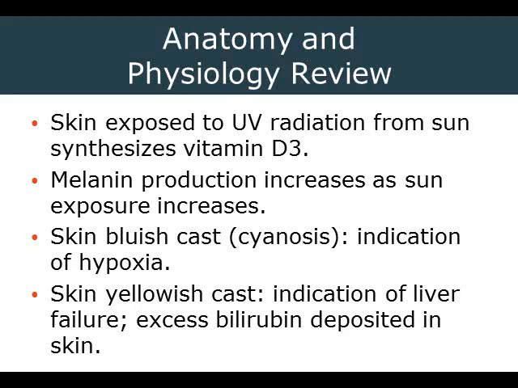Melanin production increases as the sun exposure increases, so it helps to cast a dark shell, almost like sunglasses, or a layer of protection over our skin by darkening to help reduce the exposure and the damage to things that are further in.